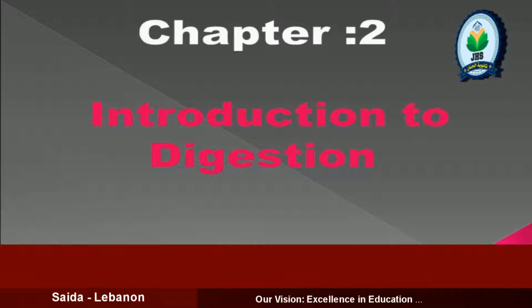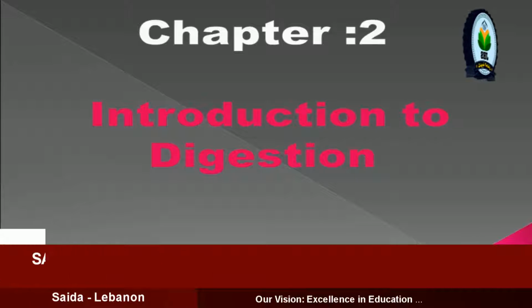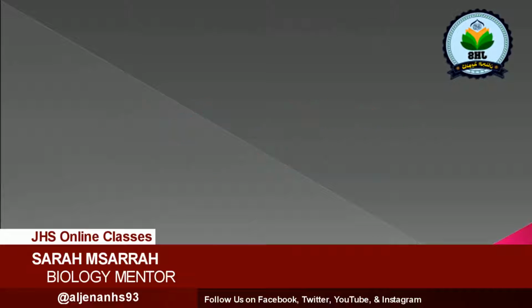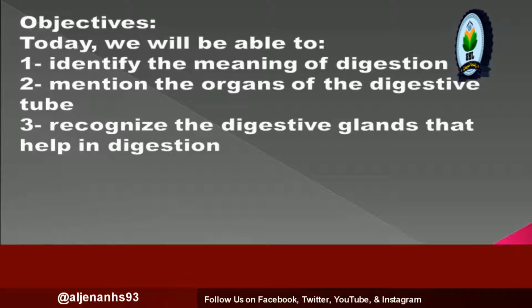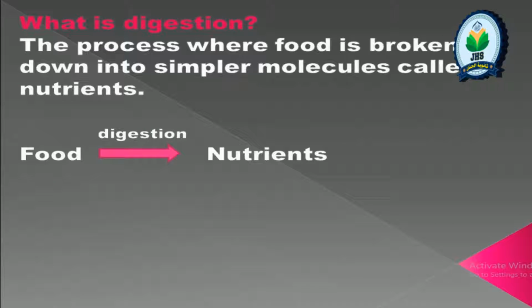Today we will start with a new chapter, chapter 2: digestion. But before explaining the lesson in detail, let's take general information about digestion. Today we will be able to identify the meaning of digestion, mention the organs of the digestive tube, and recognize the digestive glands that help in digestion.